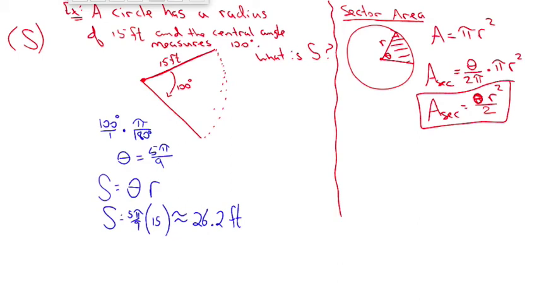So if this goat had this as an enclosure, and he could graze anywhere he wanted in here, how much field could he graze on? How much grass can he actually chew up area-wise? So the same thing would happen. You would change your degrees into radians, and then you'd say the area that he could graze on would equal 5 pi over 9, the angle theta, times the radius of 15 feet, squared, and divide by 2.